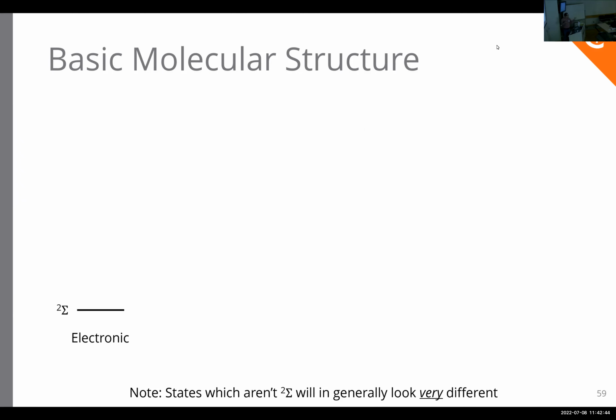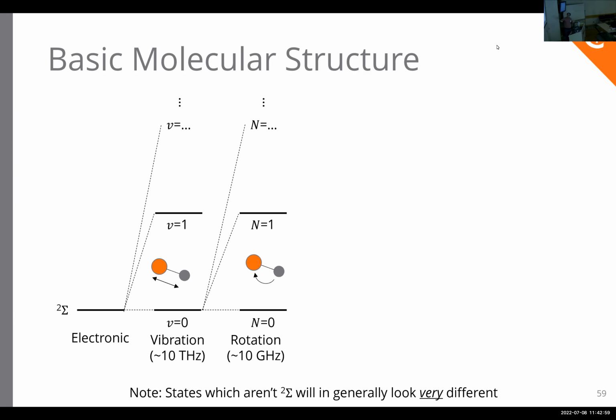Molecules, though, don't just have electronic degrees of freedom. For example, this doublet sigma electronic state is split by the fact that the molecule vibrates. There's a ladder of vibrational states, which are typically spaced by about 10 terahertz. Each vibrational state is a ladder of rotational states, which at least for these types of molecules have rotational frequencies of about 10 gigahertz.